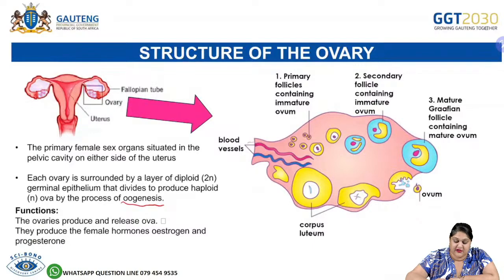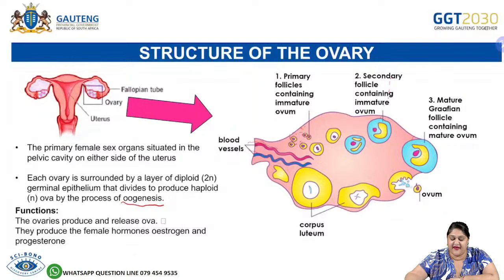So the ovary has blood vessels coming into it, which are going to be supplying the ovary with blood. Then we are going to have primary follicles here. There we have a whole lot of primary follicles, and they are going to be containing ova. Then we have secondary follicles that are going to develop, containing the immature ovum. And then we're going to have a Graafian follicle that's going to develop, containing the mature ovum, and then the ovum is going to be released at some point.